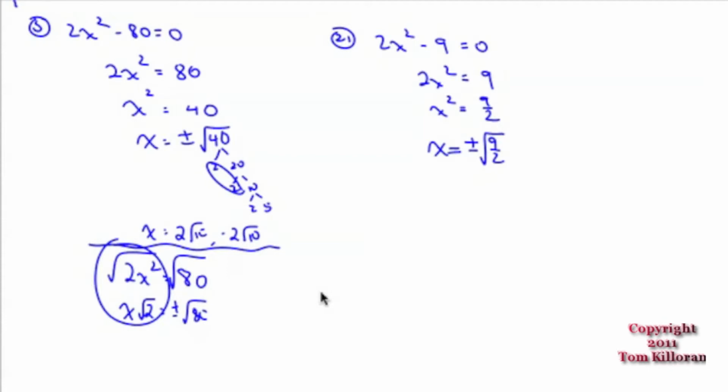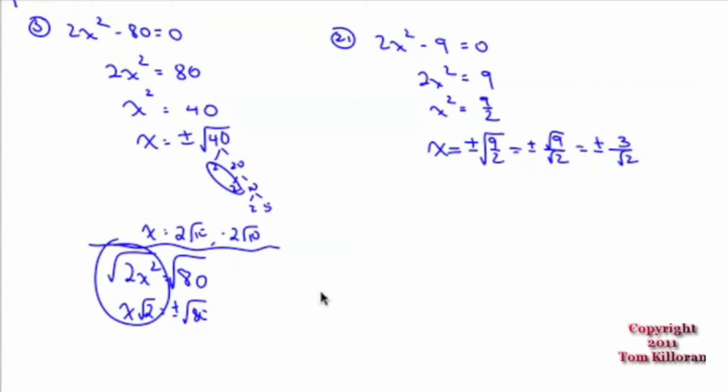Flip it. No. Split it first. So it becomes square root of 9 over square root of 2. I like just doing that. So plus or minus the square root of 9 divided by the square root of 2. What's the square root of 9? 3. So this becomes plus or minus 3 over the square root of 2.